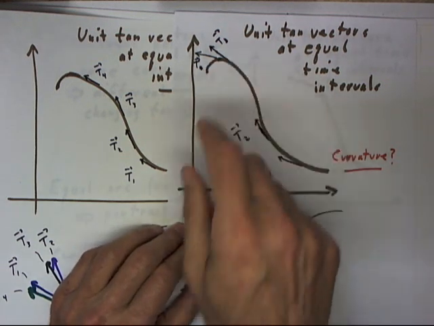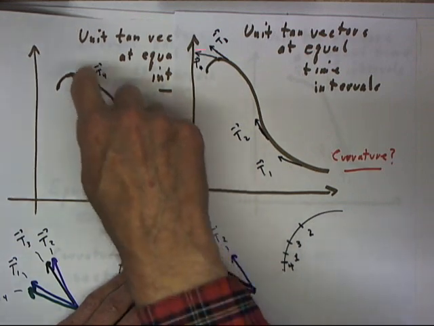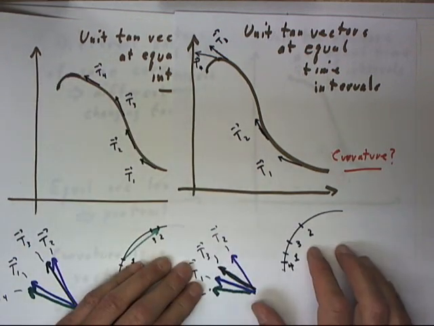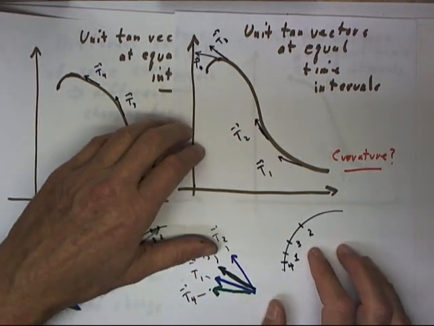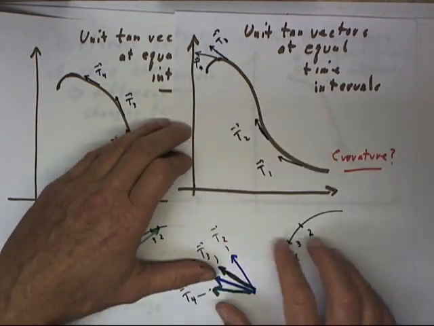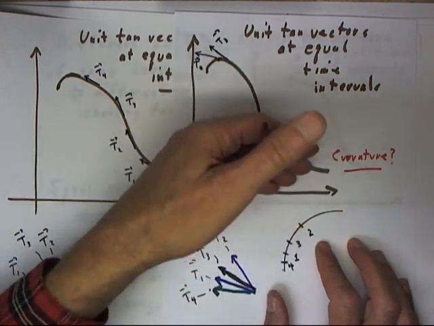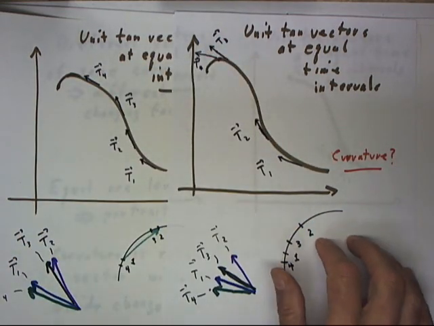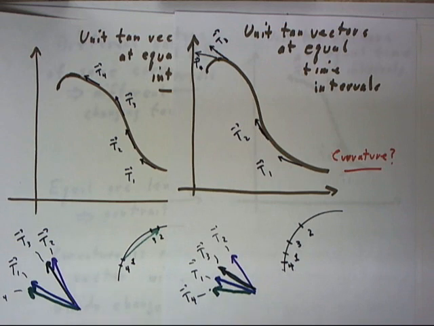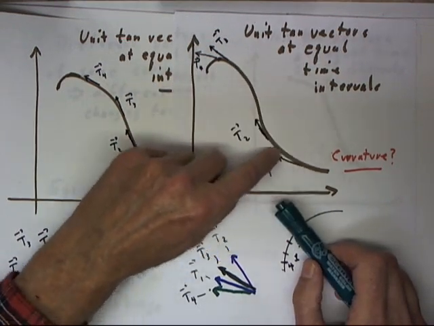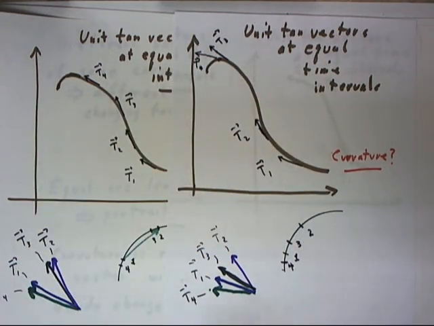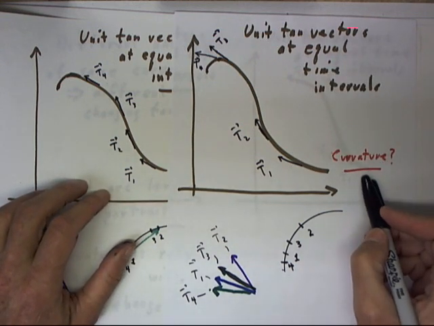Here we have a curve and what's supposed to be about the same curve here. We're going to look at this curve first. We have an r of t vector that gives rise to a velocity vector, an r prime vector, and a unit tangent vector. What I want to do is look at the unit tangent vectors along this curve at equal time intervals and see what that might have to do with curvature.